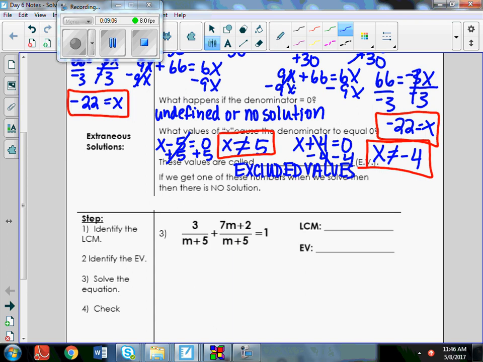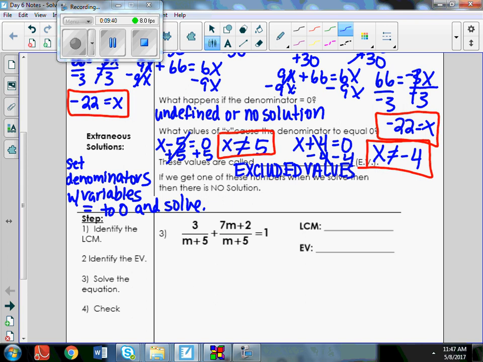Okay, so to find extraneous solutions, set denominators with variables, you don't have to do the ones that don't have variables, equal to 0, and solve. That's how you find the excluded values. You set the denominators with the variables equal to 0 and solve. Okay, so if I have a denominator without a variable in it, you don't have to worry about that.